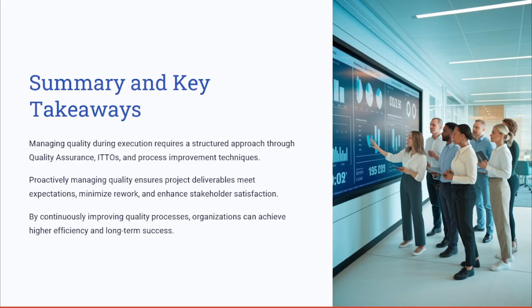And to summarize our session here, managing quality during the execution requires a structured approach through quality assurance and QC, which is quality control, and the ITTOs that we have discovered, and the process improvement techniques. This ensures a proactive way of managing the quality to ensure that the project deliverables meet the expectation, minimize the rework, and enhance stakeholder satisfaction. And by continuously improving the quality processes, organizations can achieve higher efficiency and long-term success.